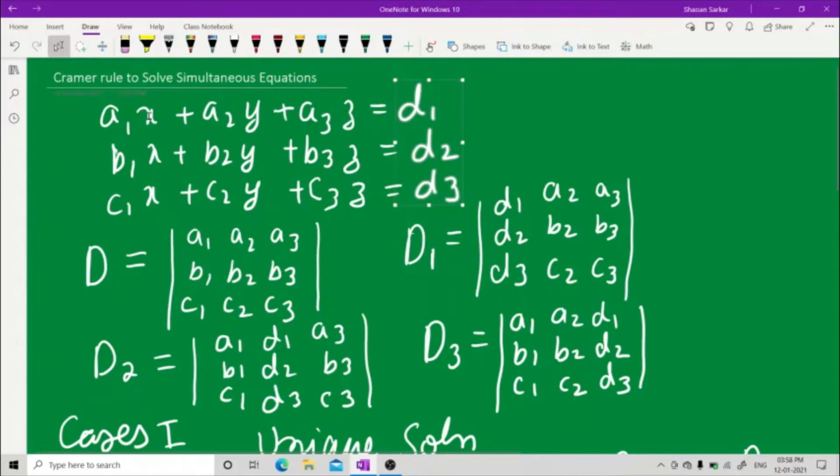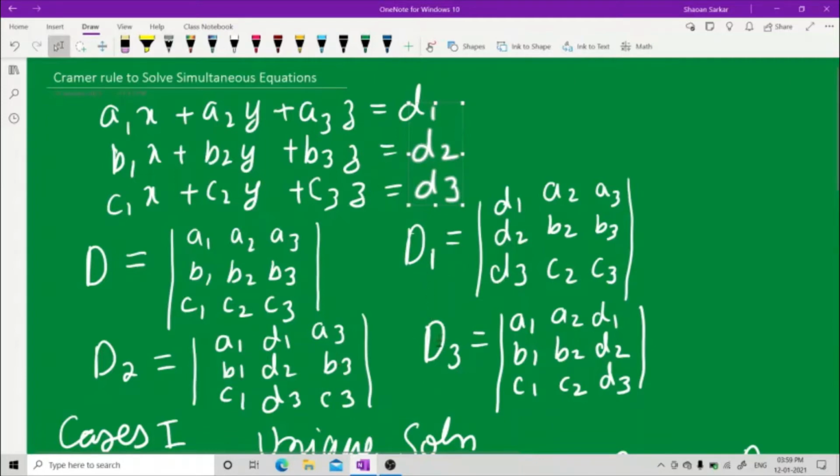That means you need to hide the coefficients of x in the first. Now in the second, in this D2, you need to hide the coefficients of y. And instead of that, you will write down this d1, d2, d3. See, a1, b1, c1, d1, d2, d3, a3, b3, c3.